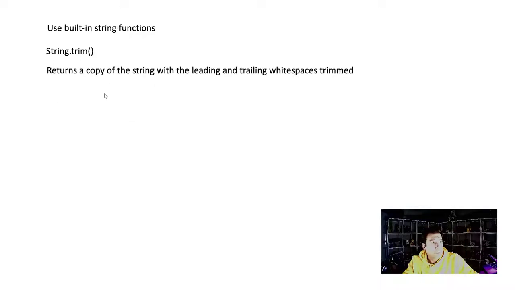So let's begin. We're going to use some built-in string functions that you may or may not be aware of. The first one is string.trim, and this will take care of example 2 that they showed us, where they had all the white space. This just returns a copy of the string with the leading and trailing white spaces removed. String.length obviously returns the length of the string.